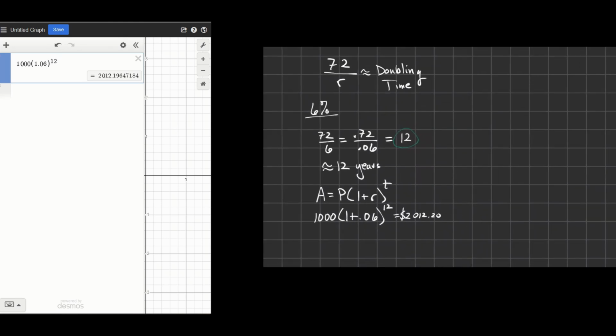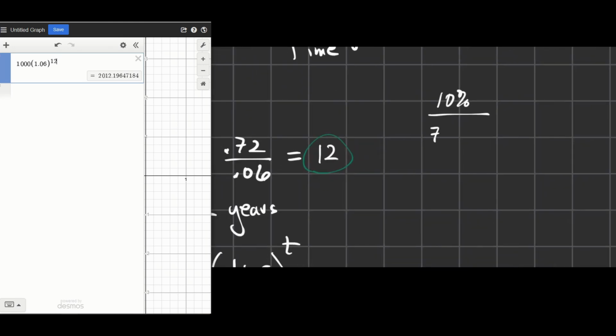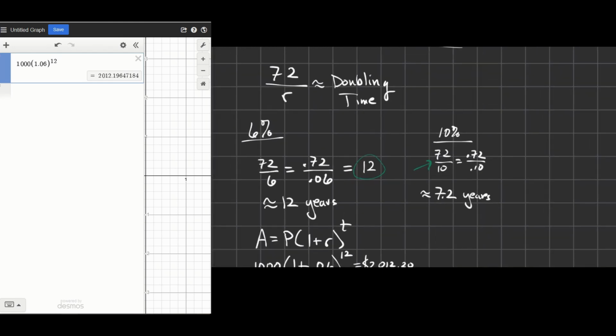Just to do another quick example, if you took like a 10% return, you would expect that to double. Again, I'm going to do the 0.72 over 0.10. It's really the same as 72 over 10. This is actually the one you're probably going to do in your head. But this tells you that in approximately 7.2 years, your investment would double. And obviously this is really important because the shorter amount of time it takes for your investment to double, the more money you'll have over a certain period of time.